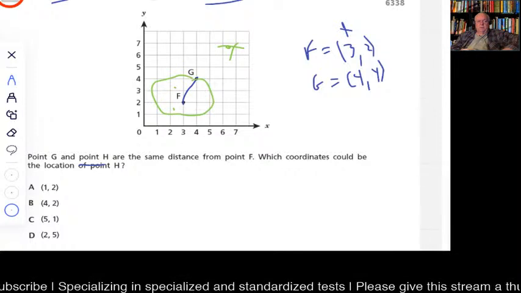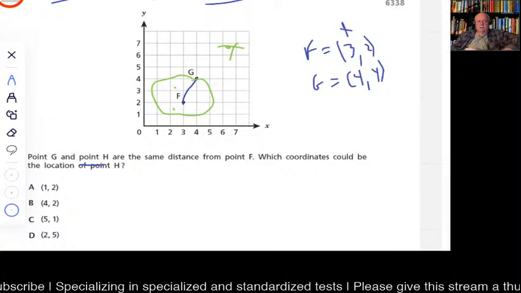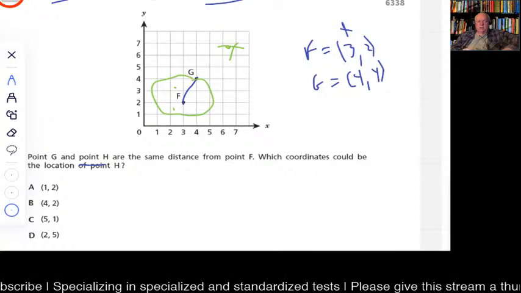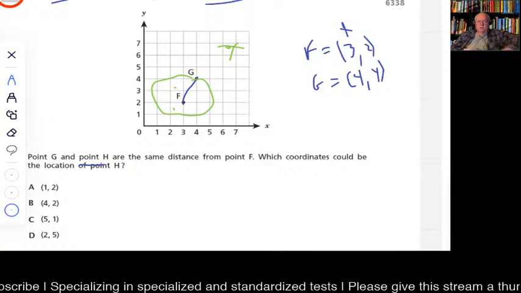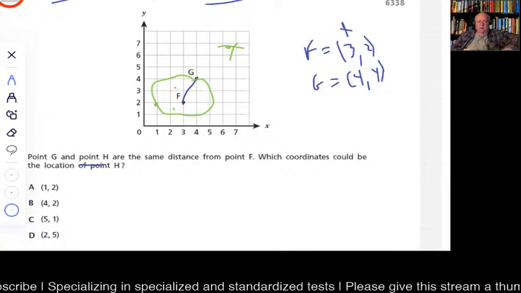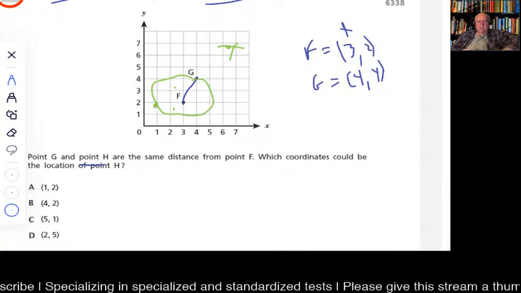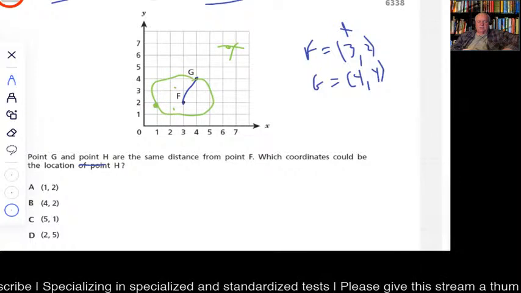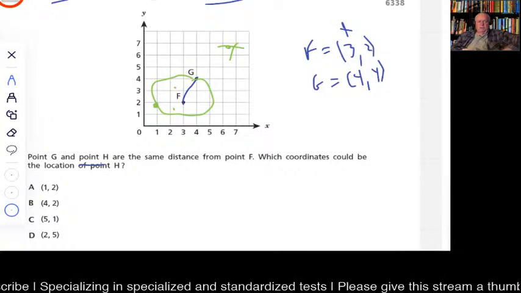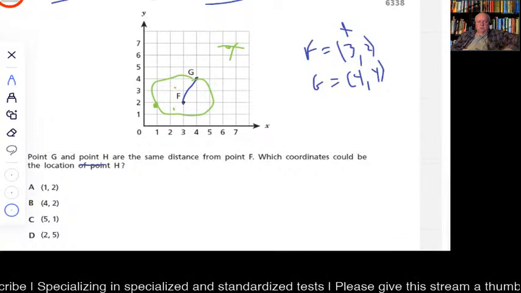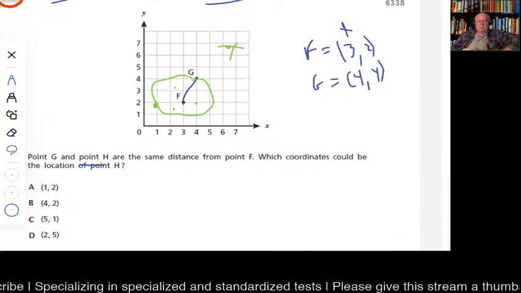So even with that in mind, A says it's 1, 2, right? So if that's there, it would be there. That kind of looks like it's possible. We'd have to figure it out. B is 4, 2. So it can't be B. B is too close.